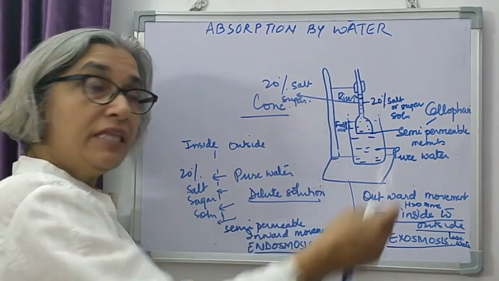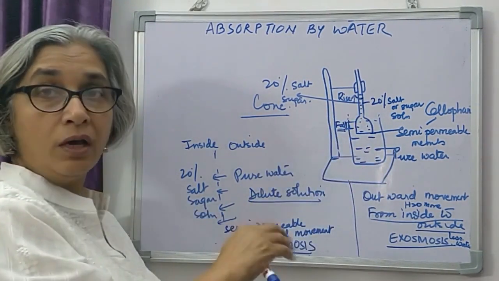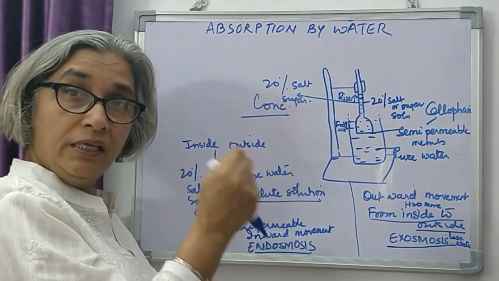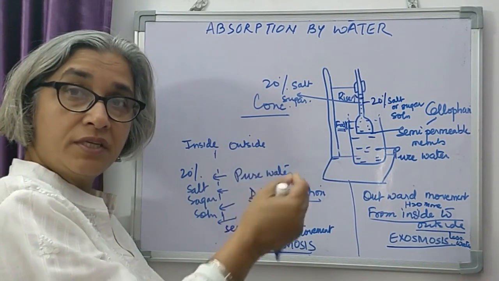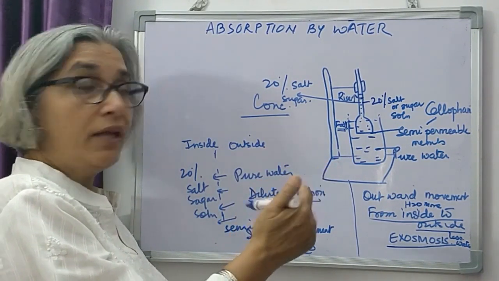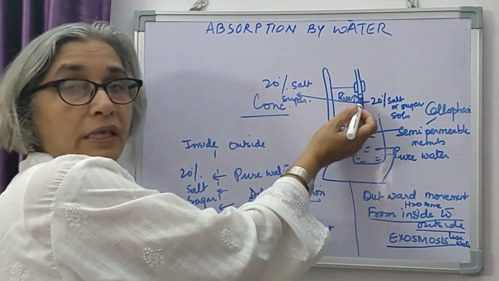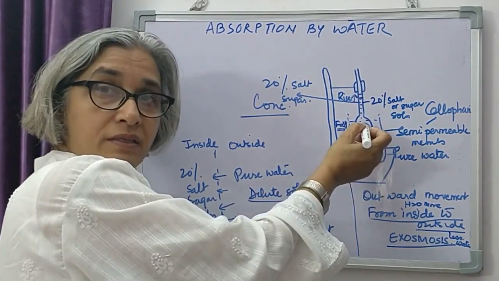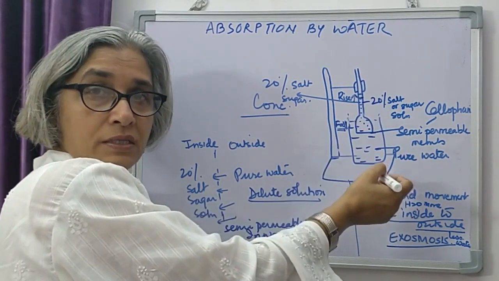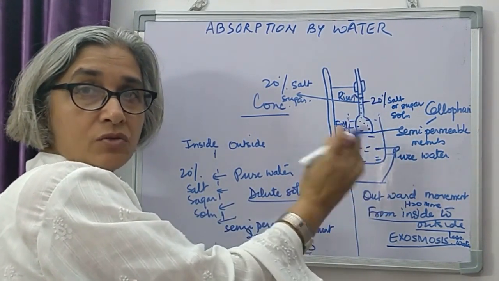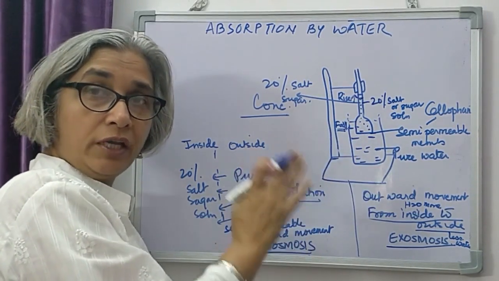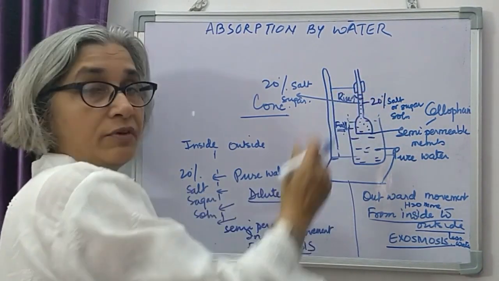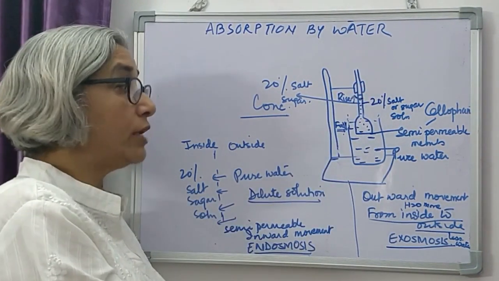Now, in a control, inside the funnel also there will be water and outside the funnel also there will be water. That means the factor under study, the region of different concentration, is missing. So, we will see that there will be no rise of water in the Thistle funnel, because the same amount of water is entering the Thistle funnel and the same amount of water is moving out of it. So, there is no net movement of water in a control experiment. The level in the beaker won't fall, and the level in the Thistle funnel will not rise. So, this is about control experiment.